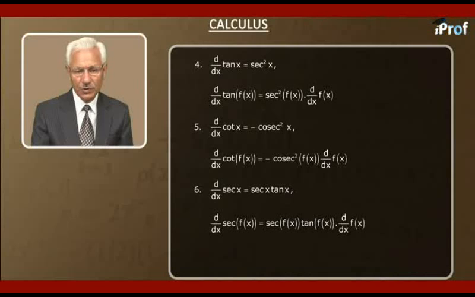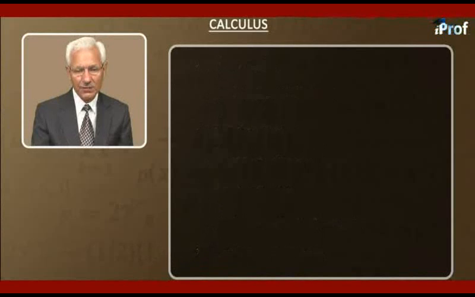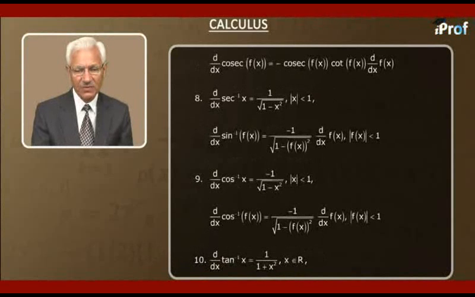Sixth, the derivative of secant x becomes secant x into tangent x. That shows d by dx of secant of f(x) is equal to sec f(x) into tangent f(x) into d by dx of f(x). Seventh, the derivative of cosec x becomes minus cosec x into cot x. That is, d by dx of cosec of f(x) is equal to minus cosec of f(x) into cot of f(x) into d by dx of f(x).